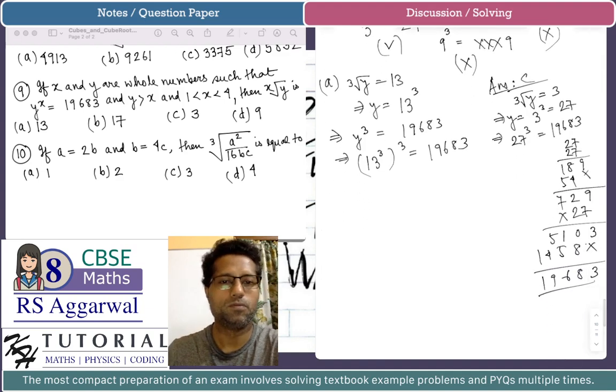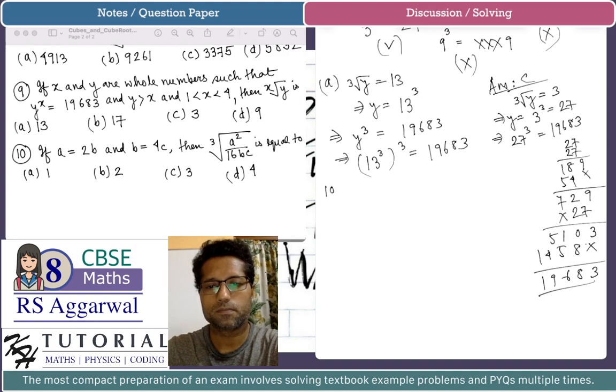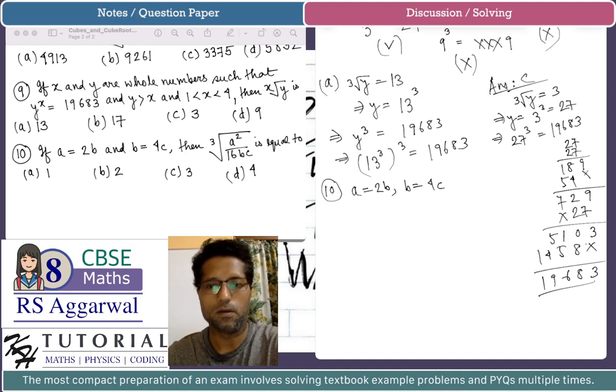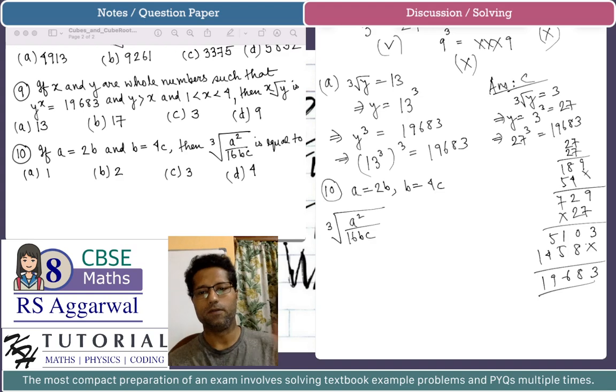Okay, let's do problem number 10. Let's do the last problem, which is problem number 10. It is given A is equal to twice B, B is equal to 4C, and we have to find the value of the cube root of A squared divided by 16BC. Okay, A squared divided by 16BC.